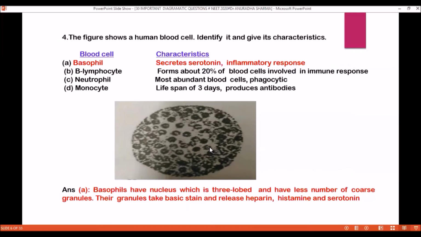Looking at this diagram, we can see that this is of a basophil, and the characteristic is that it secretes serotonin and it assists the inflammatory response. So option A is correct.